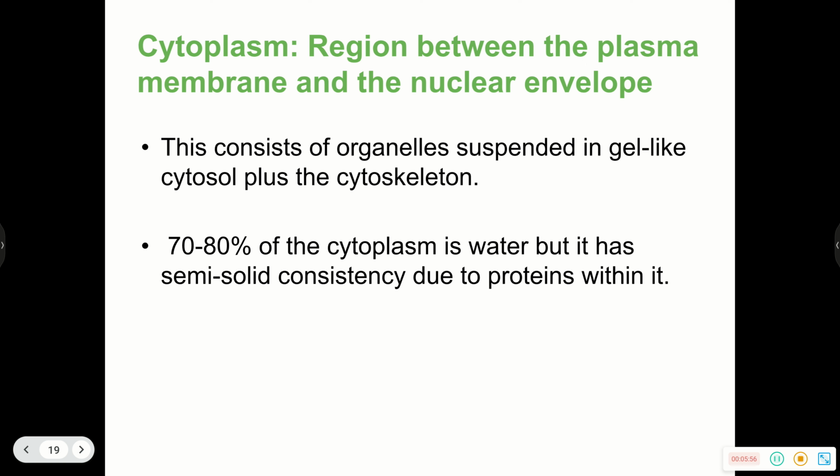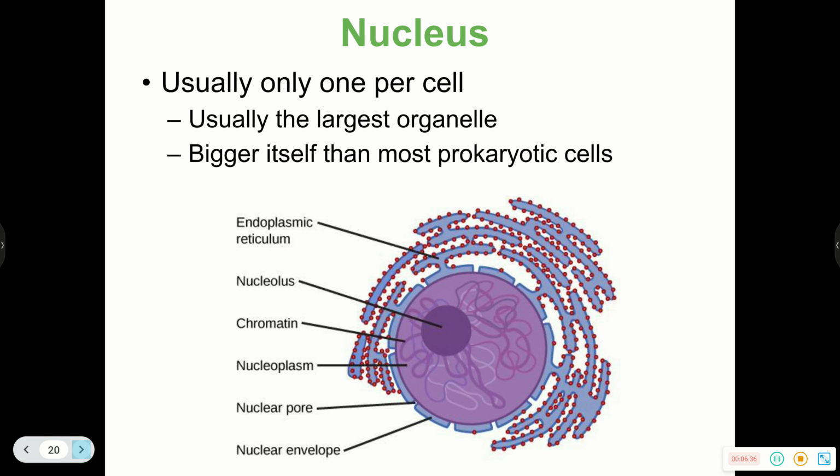70 to 80% of the cytoplasm is water, but it has to have this semi-solid, solid's not the right word, it's almost like a gelatin, especially when gelatin first starts to set and it still is really wiggly. So that's the consistency of the cytoplasm. And it's because of the proteins that are in the cytoplasm that gives it that almost jiggly nature to it. I can't think of another word for it.